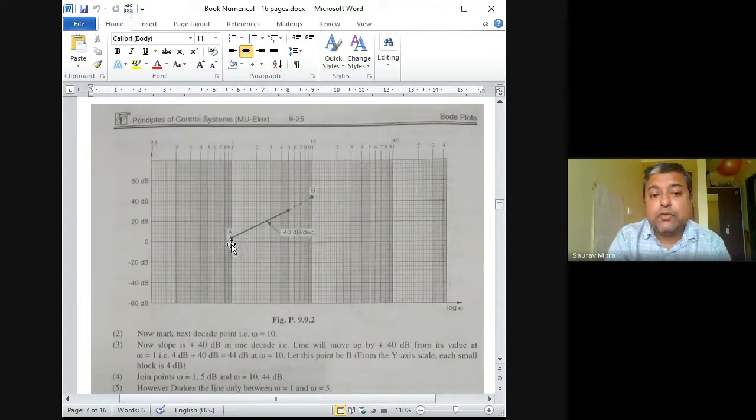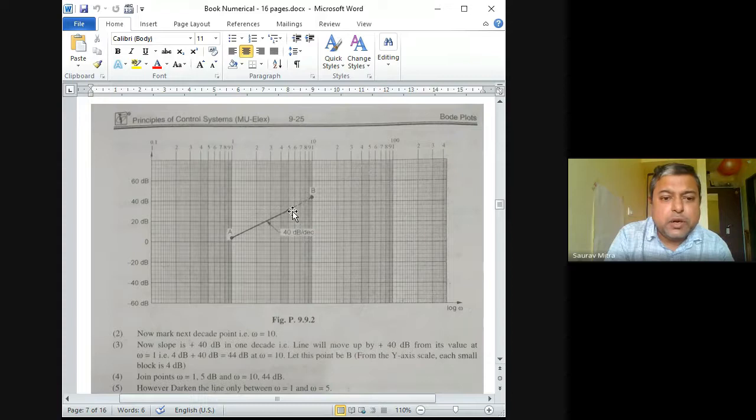1 will become 10 and 4 will become... We want a 40 dB per decade slope, so with 4 you have to add 40. So 1 comma 4, we want a 40 dB per decade slope upward. So 1 will become 10 and 4 will become 44. So the next point will be 10 comma 44. I want 40 dB per decade from there. So what is the B point now? B point is 10 comma 44. So if you join 1 comma 4 and 10 comma 44 and extend, it will be a 40 dB per decade line.